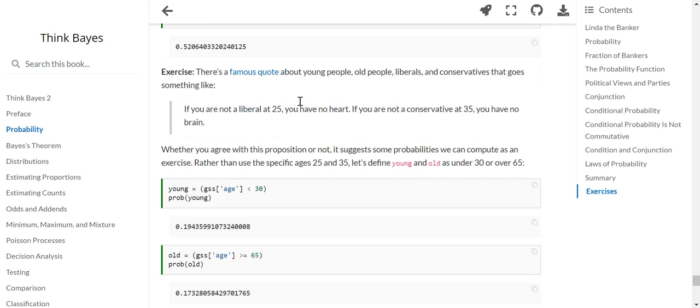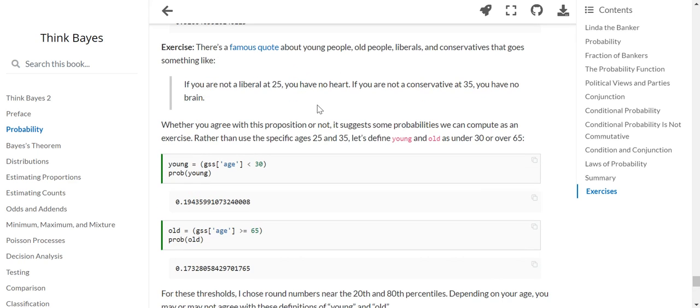Okay, so there's a famous quote about young people, old people, liberals and conservatives that goes: if you are not a liberal at 25, you have no heart. If you are not a conservative at 35, you have no brain. So whether you agree with this proposition or not, it suggests some probability we can compute as an exercise. So young is under 30 and old is above 65 for them.